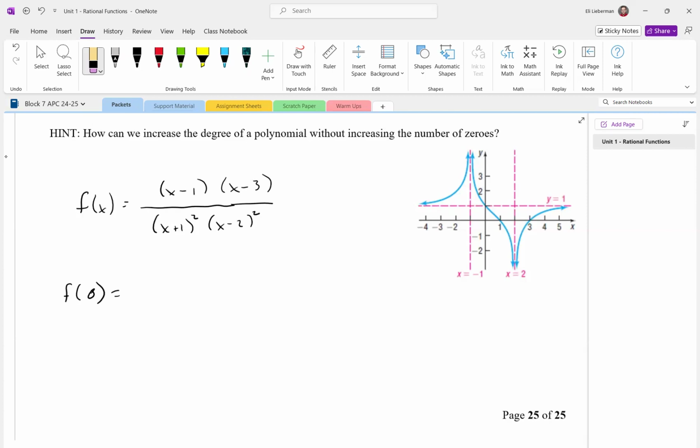It was nice, but it's not quite a cubic behavior. It's kind of like going straight through. It's an arch, but the point of inflection doesn't appear to be happening. So we have to account for this another way. And then it is up here. How can we increase the degree of a polynomial without increasing the number of zeros?